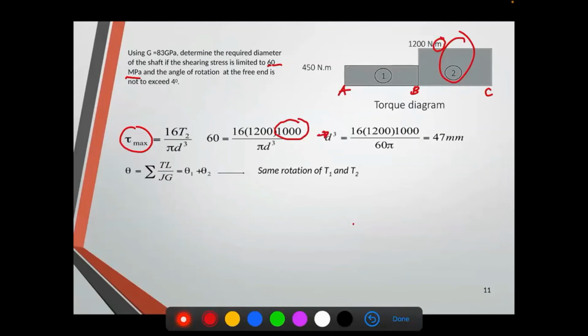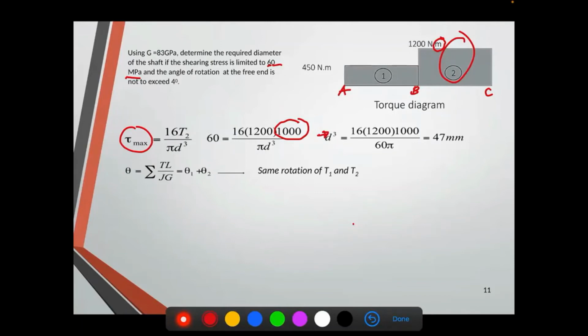So, if we consider your shear maximum, the diameter of the circular shaft would be 47 mm. Next naman is for your angle of twist. So, sa angle of twist kasi, we need to add the angle of AB and BC. So, summation lang siya ng TL over JG.